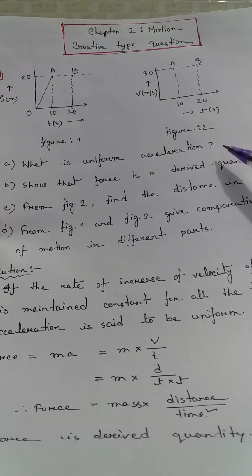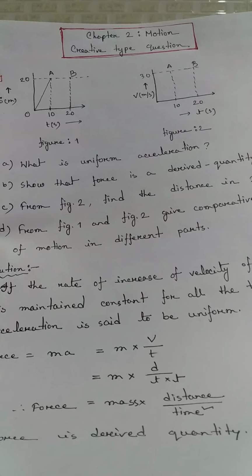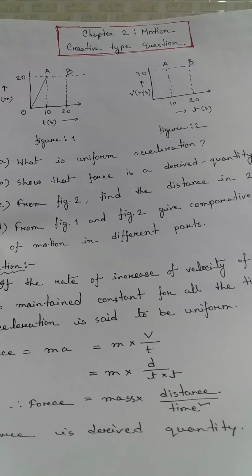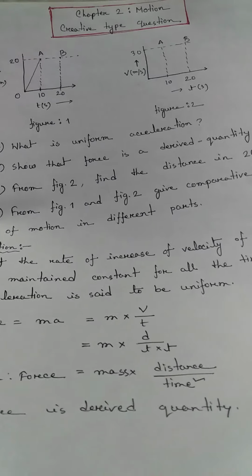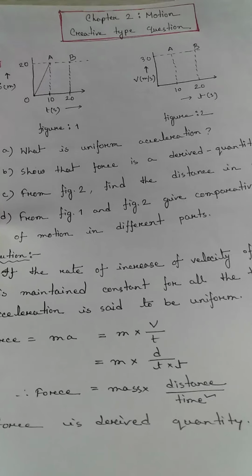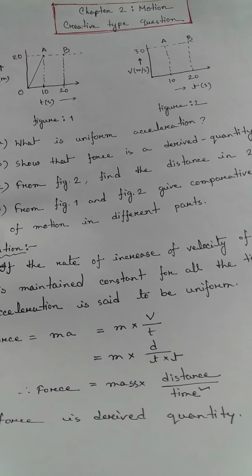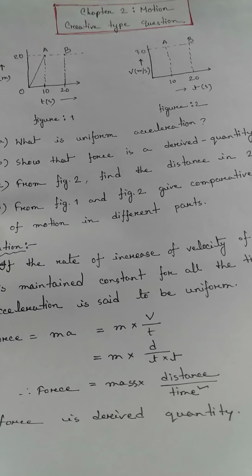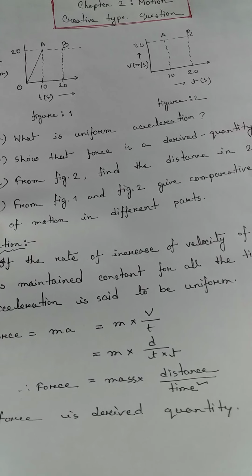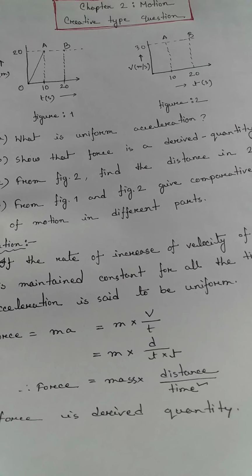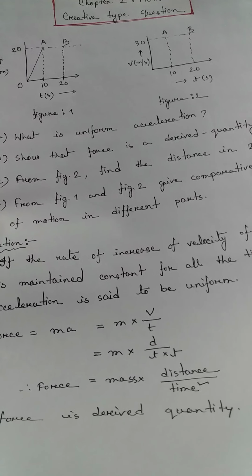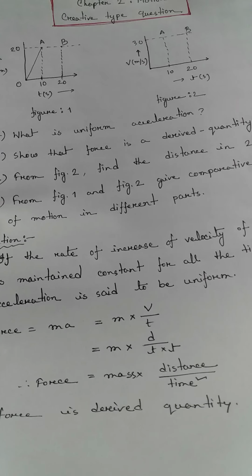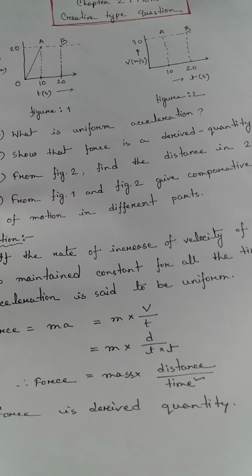Now according to this stem, what are the questions? First question is, what is uniform acceleration? All of you know about uniform acceleration. If the rate of increase of velocity of a moving body is maintained constant for all the time in a particular direction, then the acceleration is said to be uniform. The rate of change of velocity will remain constant for all the time in its movement, then it is a uniform acceleration.